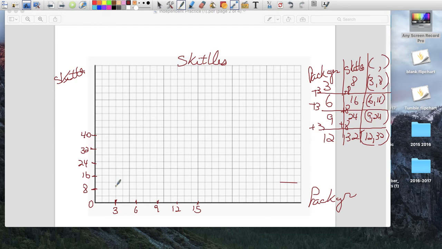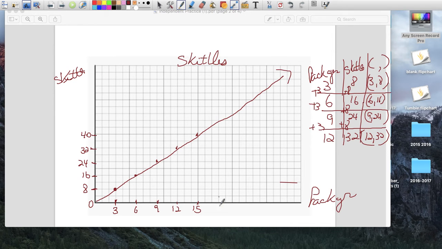So this is 0, 3 and 8, my first point. 3 is 8, 6 and 16, 9 and 24, 12 and 32, and 15 and 40. Notice that every movement to the right is 3, 3, 3, 3, and going up is 8, 8, 8, 8. Okay. Again, this should be a straight line. Extend that all the way out. If you can, use a ruler, please.